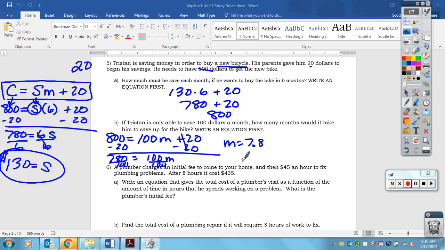Now you can't say 7.8 months. It's asking for how many months. So the answer we'd round up would be 8 months. So it will take him about 8 months, as opposed to the 6 months that it would take in part A, which required $130. He can only save $100, so it requires him to do 8 months.